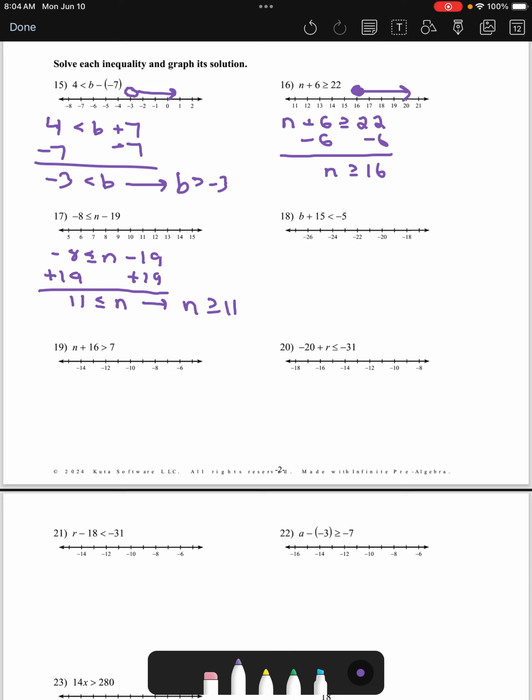Let's finish up number 17 now that I've gone off on a little tangent. We do want to take a moment to rewrite this because the variable isn't first, and I always want to see the variable first when I have an answer. n is greater than or equal to 11. Hey, 11's there. So we can put our circle at 11, fill it in because it is or equal to, and greater than means our arrow is to the right.